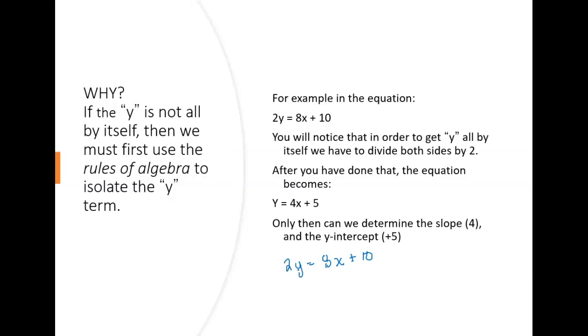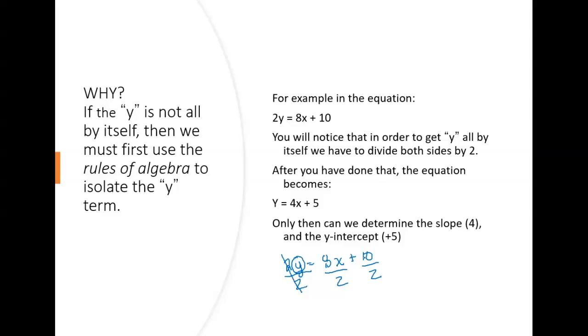So our rules of algebra tell us that if I want to get this y by itself, which is my goal, I have to get rid of this 2. And y is being multiplied by 2. So to get rid of it, I have to divide by 2, right? That's going to cancel. But whatever I do to one side, I have to do to the other. And I have to do it to every term.